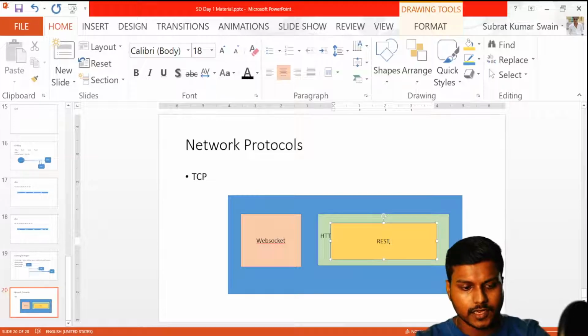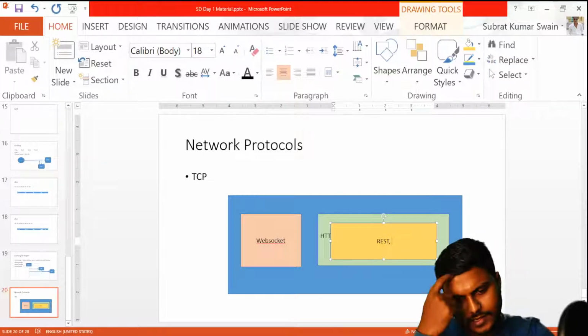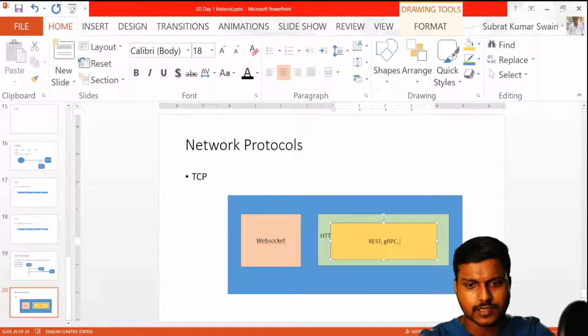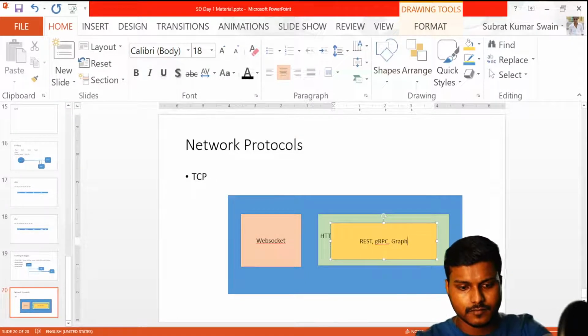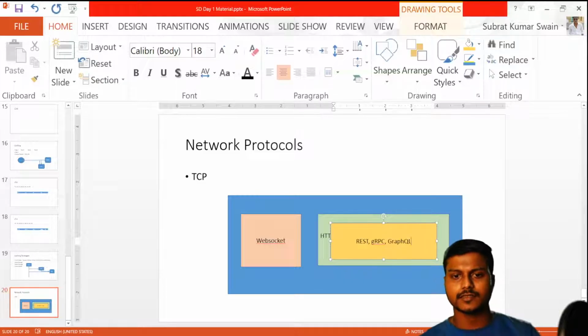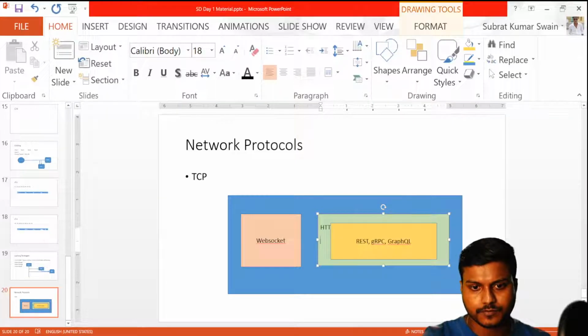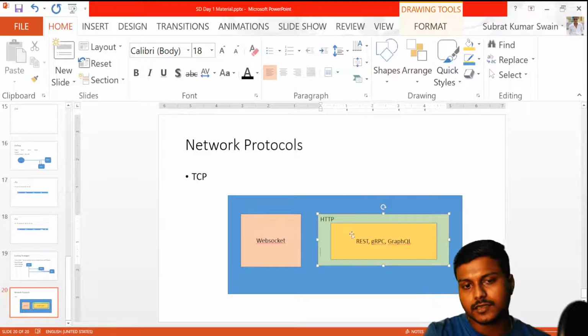So REST. Then RPC. gRPC is actually the name of the technology. And what is the other thing? GraphQL. So these are some of the technologies, guys: REST, gRPC, GraphQL. These are all based on HTTP. This whole thing is TCP.